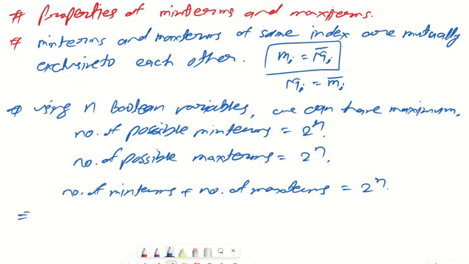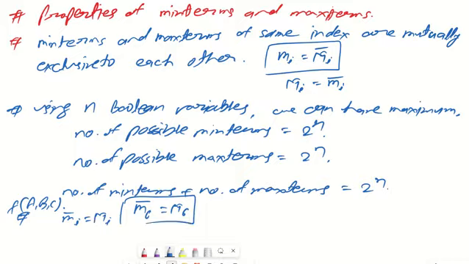Let us say I have a function of 3 Boolean variables A, B, C, and we are telling you that my mi is equal to capital Mi, or my min term bar is going to be equal to my max term. So let us say I take an example. Let's say M6. So M6 bar will be equal to M6. Let us prove that quickly.